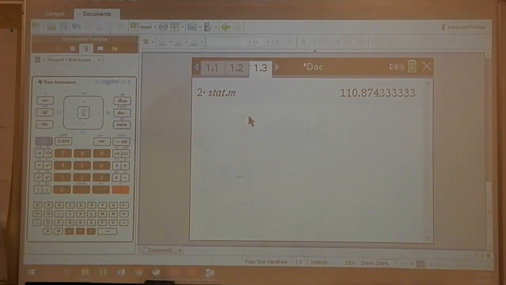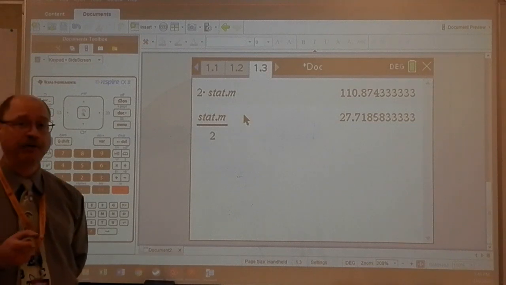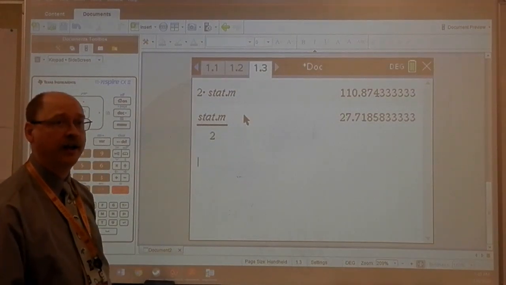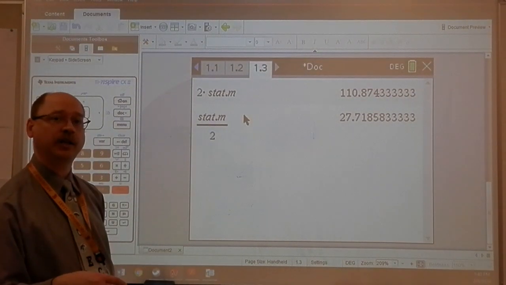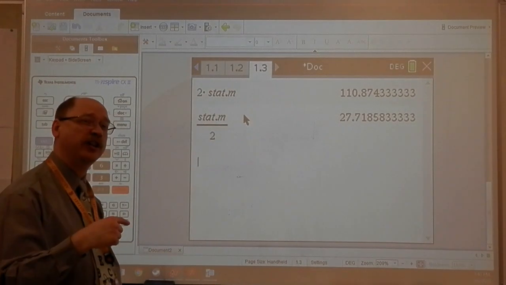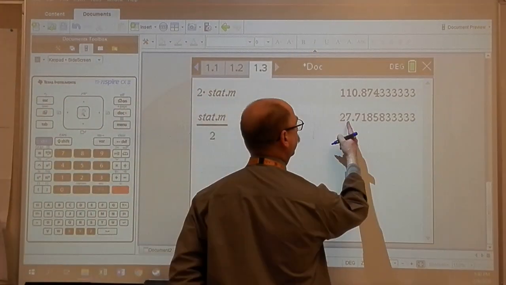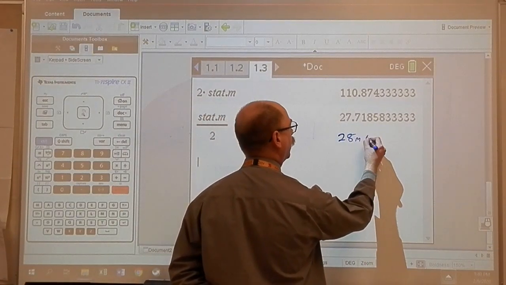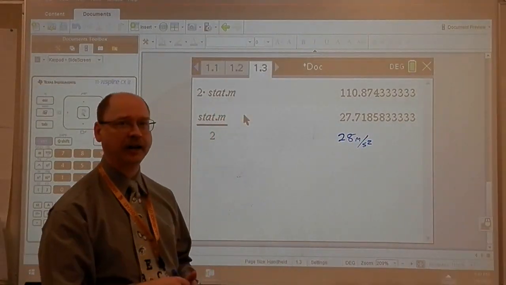Now remember, really at the end, I should be rounding off for sig digs. Oh, sorry, I shouldn't have said multiply by 2, I should have said divide by 2. Sorry about that. var stat m divided by 2. There we go, 27. That's a better acceleration. I should be rounding this off to 2 sig digs because my slope is really only 2 sig digs because of the numbers that were originally given to me on the chart. So the best answer from this, rounded off, will be 28 meters per second squared.